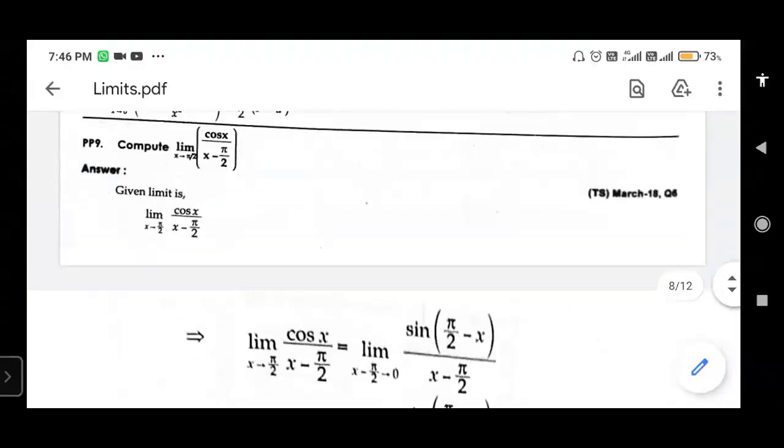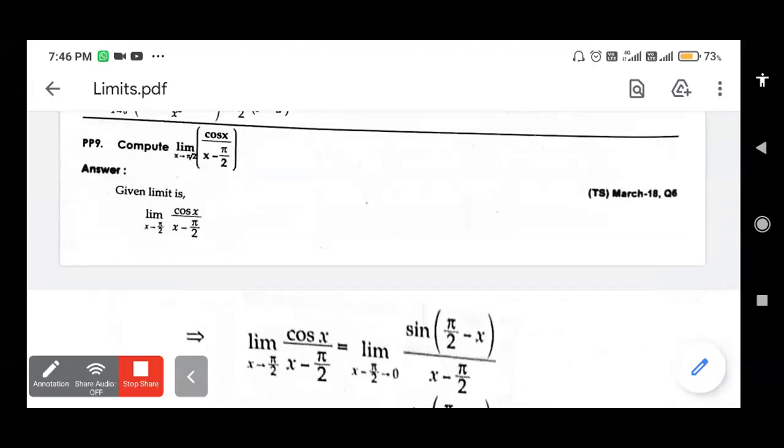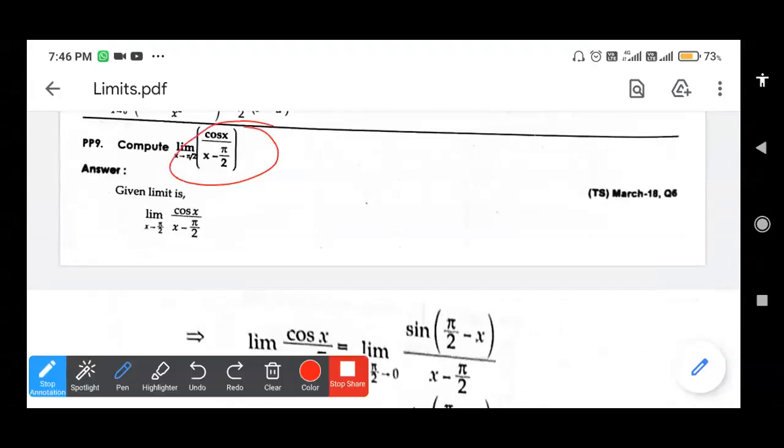So in this question, the question is limit x tends to pi by 2 of cos x by 2 by x minus pi by 2. First step, we are sending this pi by 2 to that side. And we are writing cos theta as sine 90 minus theta, right? Cos theta is nothing but sine 90 minus theta.